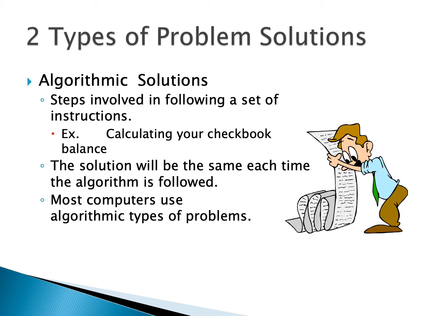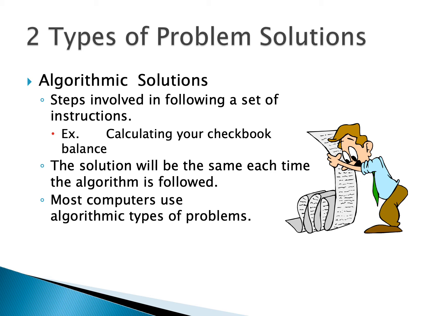There are two types of problem solutions, which are algorithmic solutions and also heuristic solutions. So what does it mean by algorithmic solutions? Most of the problems that we create for computers are algorithmic solutions. Algorithmic solutions are a set of instructions that will be followed each time the program is run. For example, calculating your checkbook balance. Other examples can be checking your bank statement or keeping track of incoming or outgoing of your money.